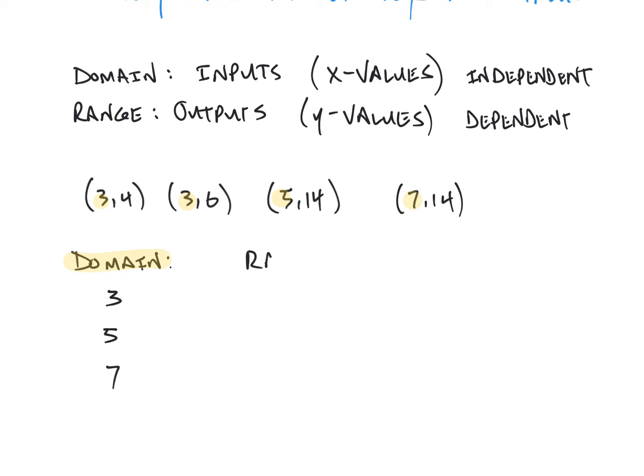Then we want to list out our range values. Those are all of our y values. So we go ahead and list those out. We have 4, we have 6, and we have 14. And then we have 14 again, but again, we do not list it twice. Now here's the most important part. After we list out the domain, after we list out the range, now we want to represent the pairing of the two. So since we have 3 paired with 4, I draw a line from 3 to 4.